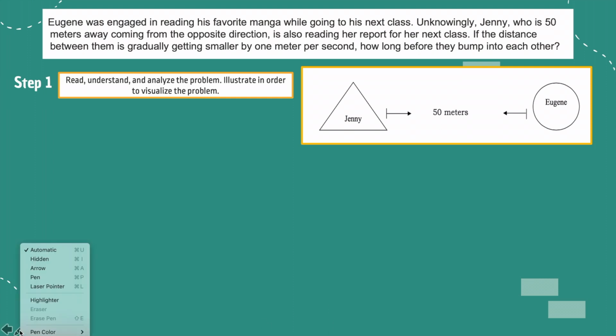Okay, let's analyze the problem step by step. So first, we are talking about two people. So you have Eugene, and you also have Jenny. According to the problem, yung distance daw between them is 50 meters. Ayan, 50 meters coming from the opposite direction. So, ito si Eugene. So, sa opposite direction niya, nandun si Jenny. At yung distance between them daw ay 50 meters.